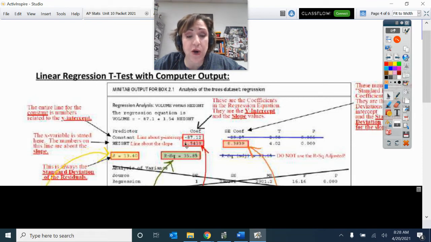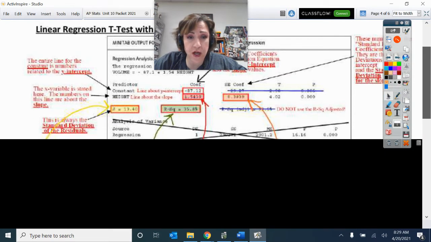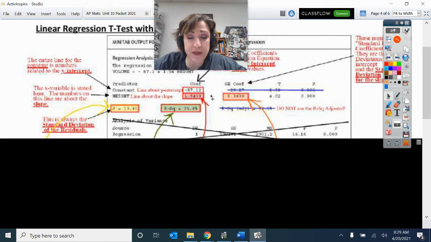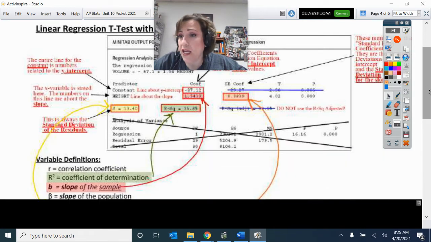So this line is about slope. There is your slope, and there is the standard deviation of your slope. Then this is the line about the y-intercept, and that's about all we really care about as far as the line goes. And then recall that this here, S, is the standard deviation of the residuals.